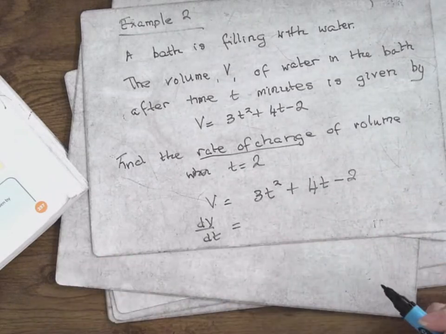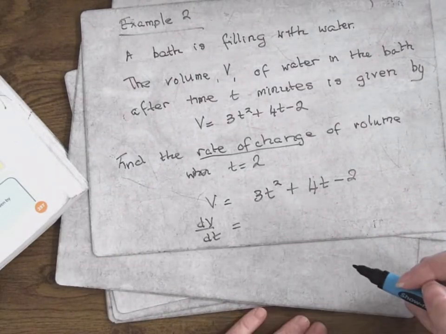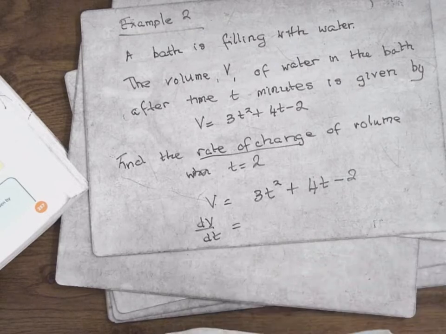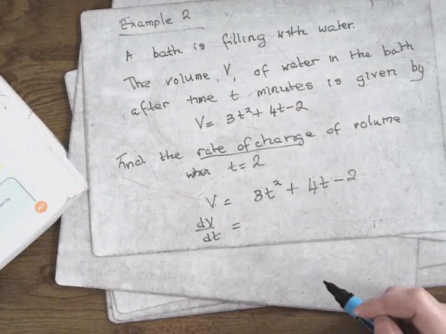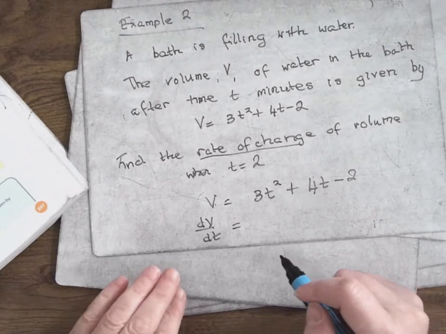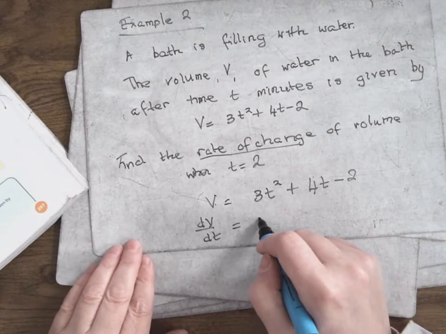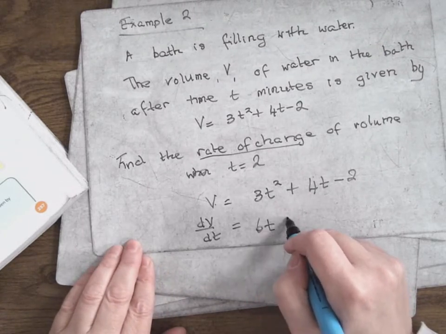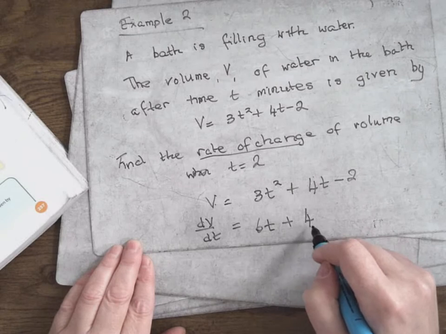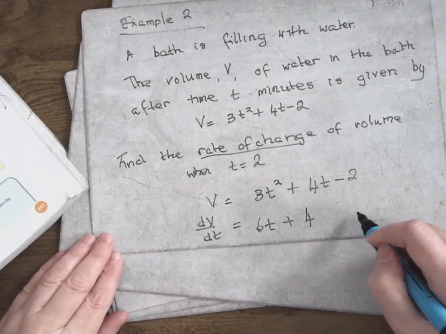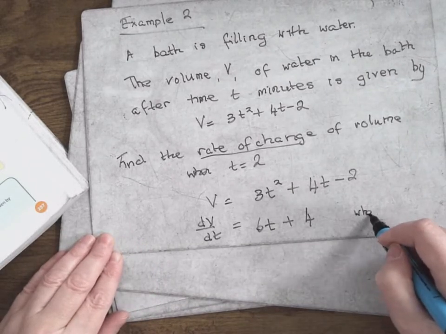Differentiate over here, what will I get? 6t plus 4. Okay? And then you're finding this when t equals 2. So what will I do now?